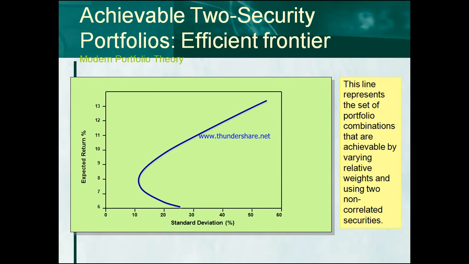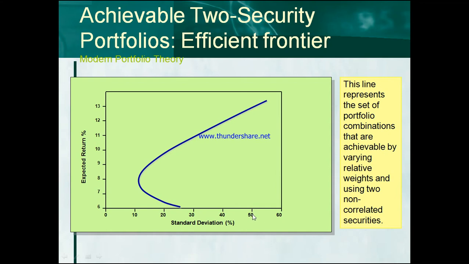Look at this one. Achievable security portfolio efficiency, the efficient frontier. This represents the set of portfolio combinations that are achievable by varying relative wealth and using two non-correlated securities. This graph shows the standard deviation here, starting from 0, and this one is the expected return.